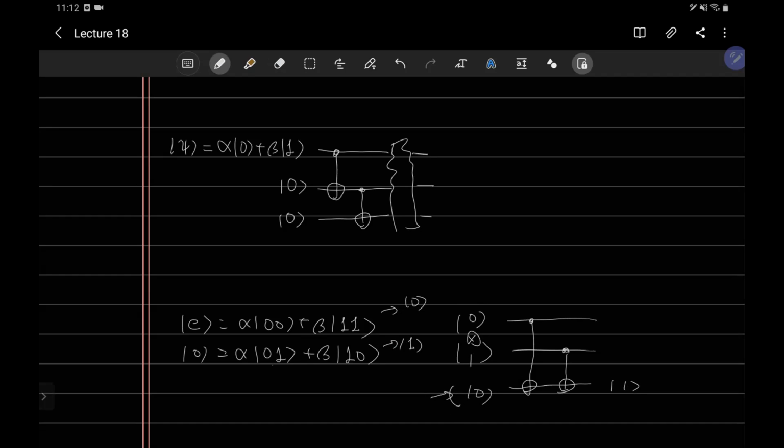And then syndrome means some kind of symptom. By measuring this syndrome qubit, we can actually decide whether it's even parity or odd parity without destroying the quantum state itself. So if we apply this kind of idea to this case, then we can actually detect which bit is flipped.